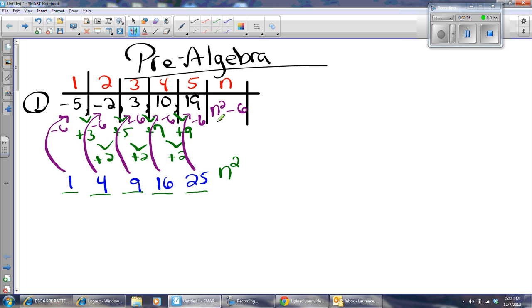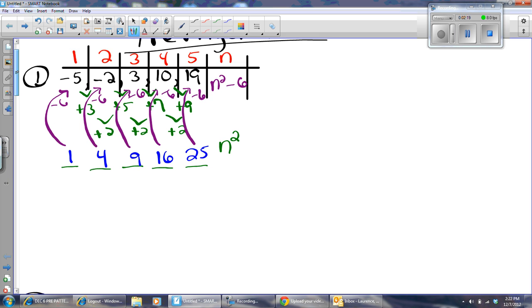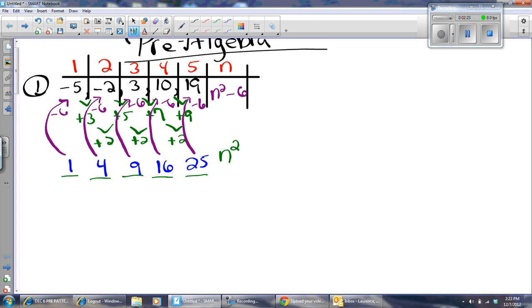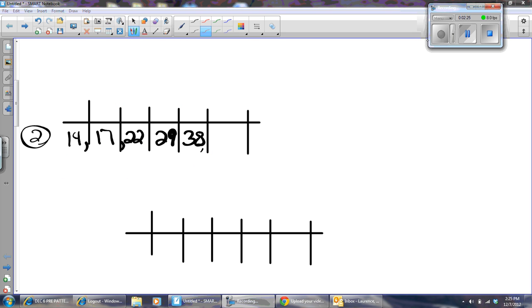And there we go. And with that, I can find any number. I could find the 105th term if I wanted to. All right, here's a second example. Hold on one second. Okay, so here's the second example.